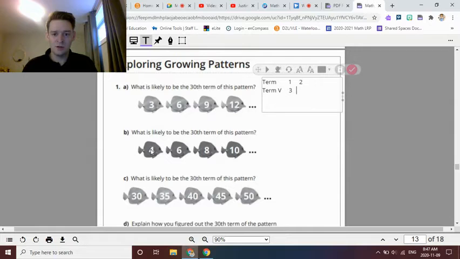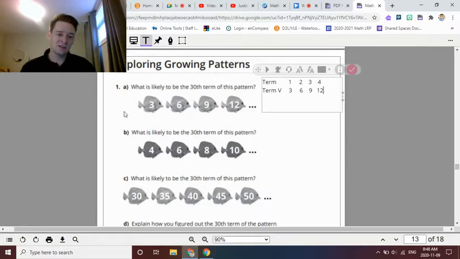In term 2, the number on the fish was a 6. In term 3, the number on the fish was a 9. On term 4, the number on the fish was 12. If I was going to make a rule for this pattern, I can see that it's going up by 3 each time, and I'm starting by 3 and moving up by 3 each time.